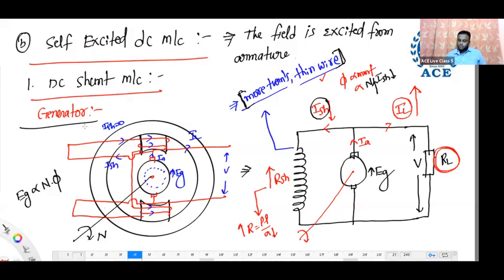First, complete this. Write one statement here.